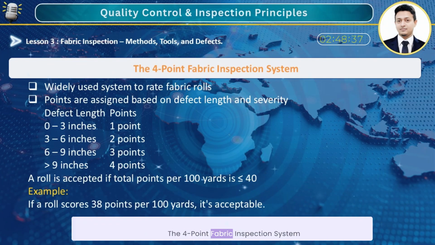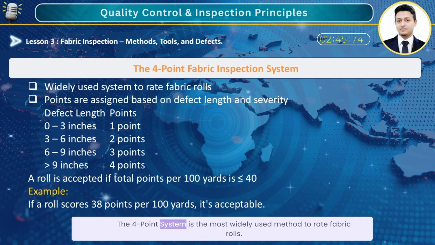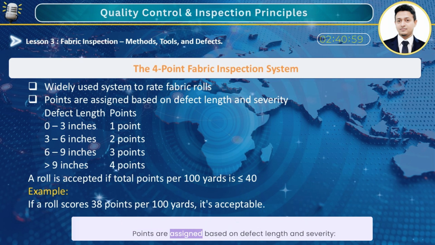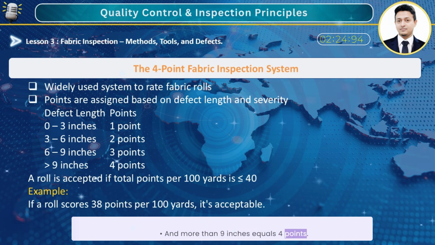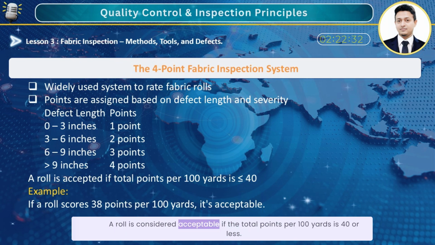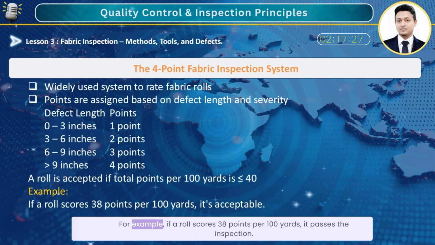The 4-point fabric inspection system. The 4-point system is the most widely used method to rate fabric rolls. Points are assigned based on defect length and severity. 0 to 3 inches equals 1 point. 3 to 6 inches equals 2 points. 6 to 9 inches equals 3 points. And more than 9 inches equals 4 points. A roll is considered acceptable if the total points per 100 yards is 40 or less. For example, if a roll scores 38 points per 100 yards, it passes the inspection.